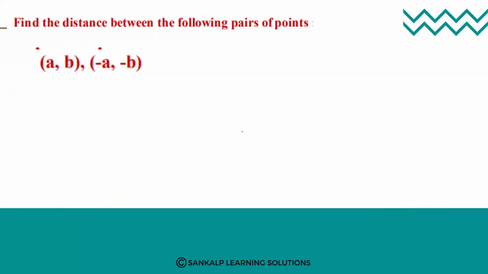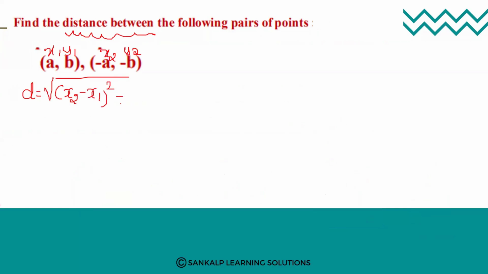Find the distance between the following pairs of points. This can be asked for 2 marks. A(-a, -b) and B. Distance between, that means here we are going to use the distance formula. This is x1 y1 and this is x2 y2, right? We know the formula. D is equal to square root of x2 minus x1 whole square plus y2 minus y1 whole square. This is the formula to calculate distance between 2 points.